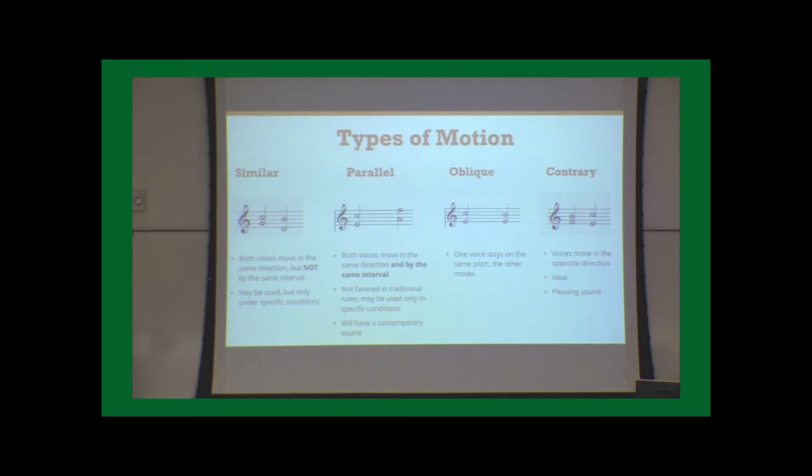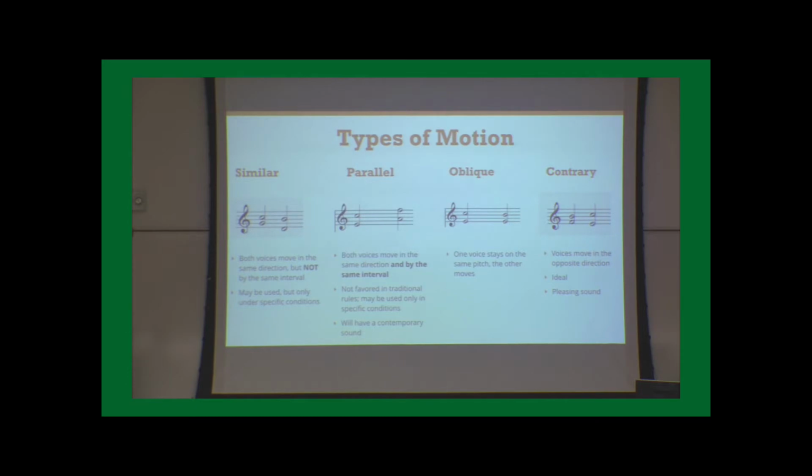So contrary: the most pleasing sound. Voices move, obviously, contrary, in the opposite direction in relation to where they start. In relation to each other, they move in opposite directions. It is considered the ideal sound and the most pleasing sound, even in contemporary music. Let me be specific about that. Contemporary Western music, which is what, obviously, here in the States we are deep in, right? It is considered the most pleasing. It doesn't matter what style, traditional or contemporary. You can get away with parallel motion in contemporary, but still contrary is the most pleasing for whatever reason.